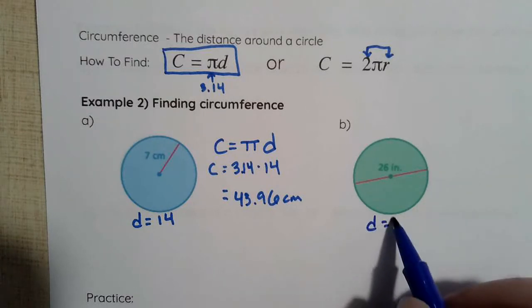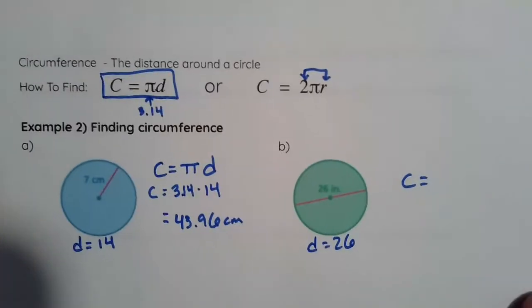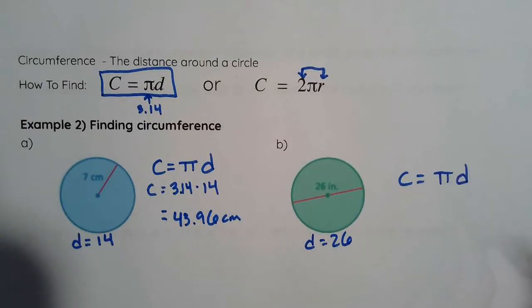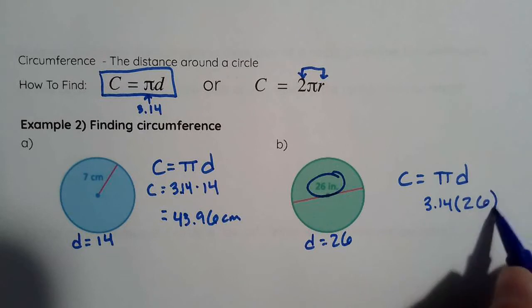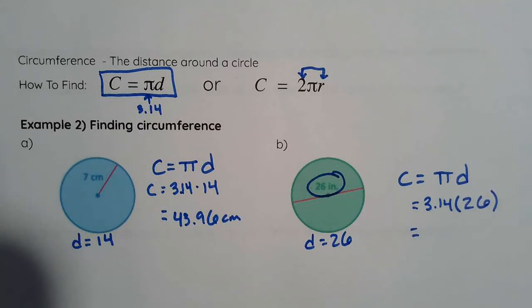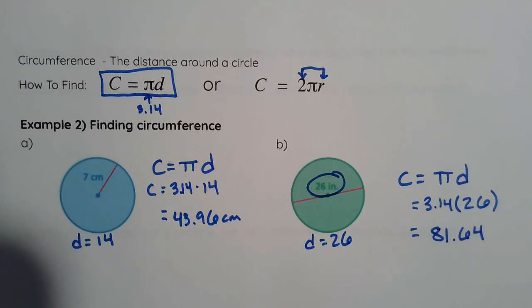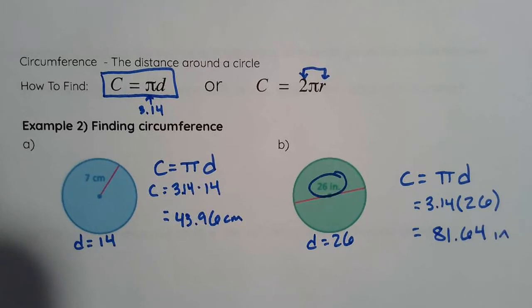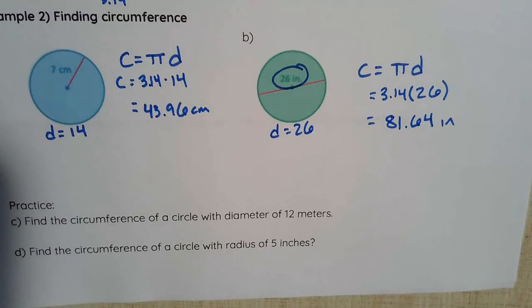If we look at B, in this diagram, I have the diameter. The diameter is 26. So when I use my circumference formula of circumference equals pi times diameter, I can go ahead and plug that 26 right in for diameter. And this is going to give me a result of 81.64 inches. So these two are the circumferences for each circle. So that's using that circumference formula. Why don't you go ahead and try practice C and practice D on your own and check for the answers in a couple seconds.